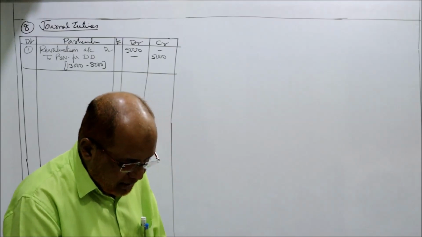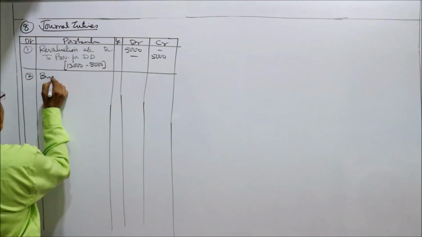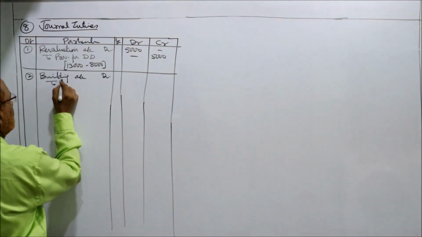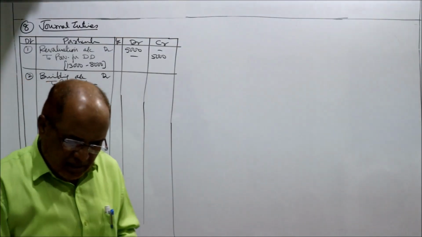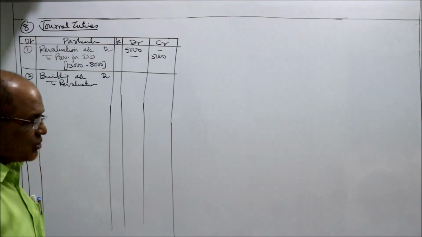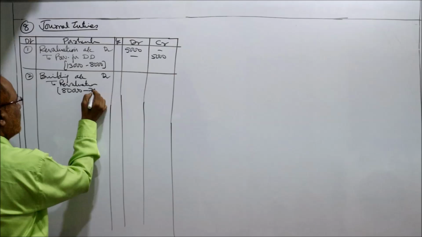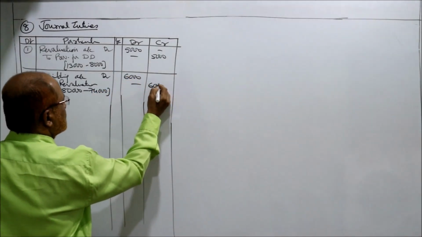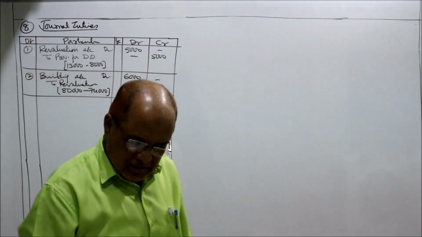Second, building value has to be increased. Building account debit to revaluation. How much building has to be increased? 74,000 से बढ़ाकर 80,000 कर देना है, तो 80,000 minus 74,000, it will be 6,000. So building has to be increased by 6,000. Being the value of building increased.